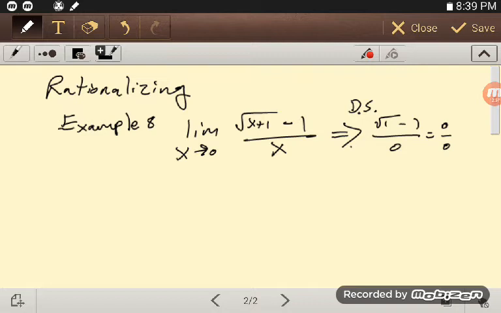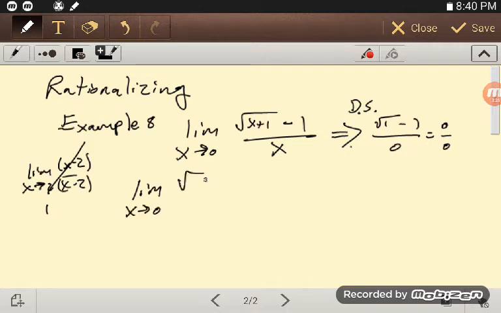Now, here I can't just factor or something because I've got that darn square root sign. But it's a book problem. They made something very easy for us. Just like before when we had the limit as x goes to 2 of x minus 2 over x minus 2, and we said, oh yeah, that's just 1. Well, we can put that in.